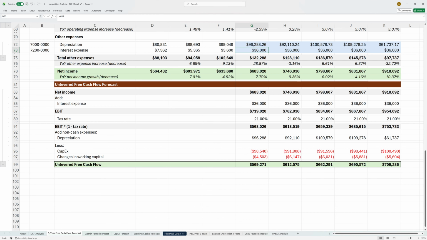So after all that, we've calculated our unlevered free cash flow like this. Our earnings before interest and tax multiplied by 1 less our tax rate, plus our non-cash expenses like depreciation, less our forecasted capital expenditures, less the change in our working capital requirements. And after all that, we finally have at the bottom the figures we're interested in, our unlevered free cash flow forecast for the next 5 years.